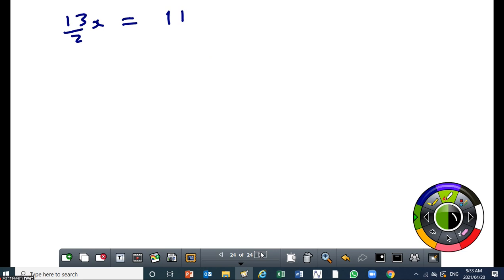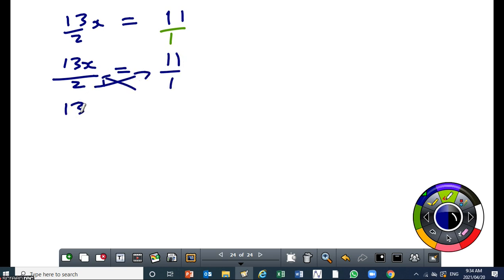Now, when you get there, you should not get confused. The denominator of that 11 is a 1. Then you cross multiply. Now, when you cross multiply, be aware that for the improper fraction on the left, the x is part of the numerator. So, just to avoid confusion, I'm going to write it as 13x all over 2. This is going to be equal to 11 over 1. Then you cross multiply, so you get 13x equal to 22.